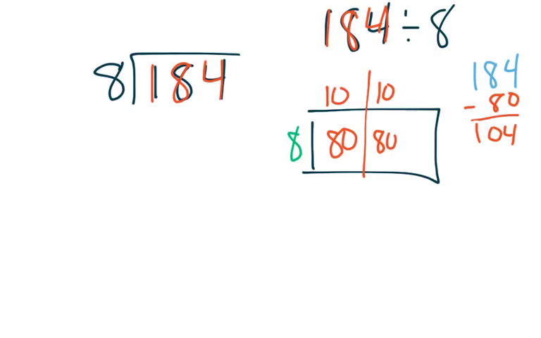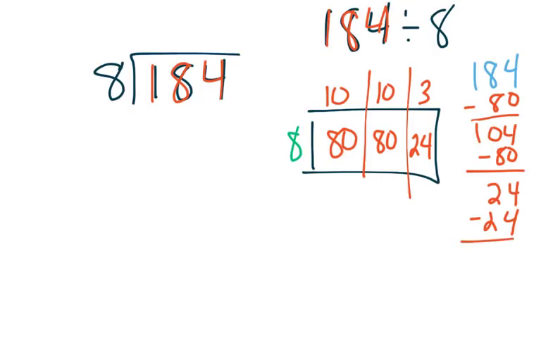And then I can pull another 80 out of that, so 8 times 10 is going to get me 80, and I'm going to subtract 80 more from over here, and I'm going to end up with 24. And then I know that 8 times 3 gets me 24, and then I'd subtract my 24, and I'd be left with 0. To find my quotient, I would take my numbers on top, add them up, and I'd be left with 23.